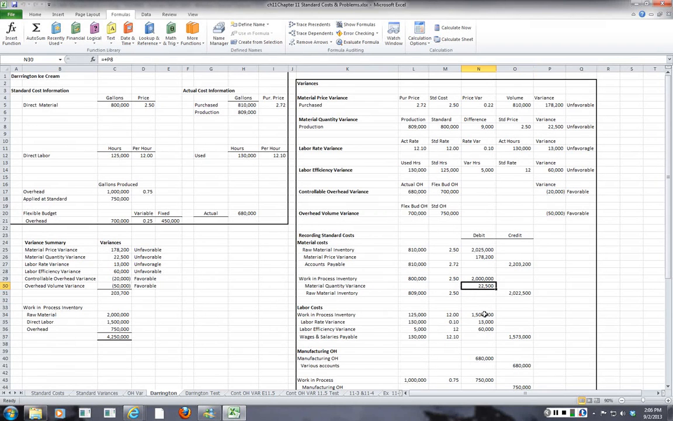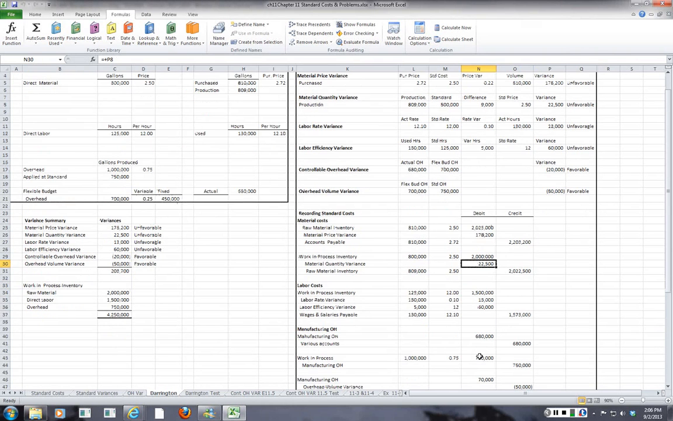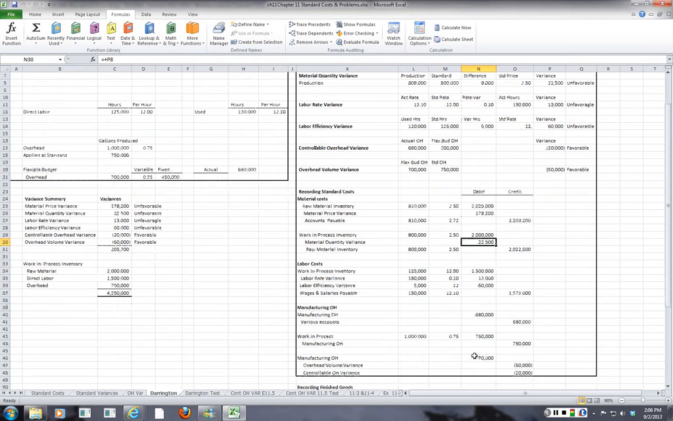And the difference is the material quantity variance. So we're going to record it in work in process at standard. We're going to record the raw material inventory being credited at standard. And we have to do that because we recorded this inventory up here at standard cost, so we're taking it out at standard cost. And the difference between the two is that material quantity variance. I hope my tongue-tied moments haven't been too problematic for you.